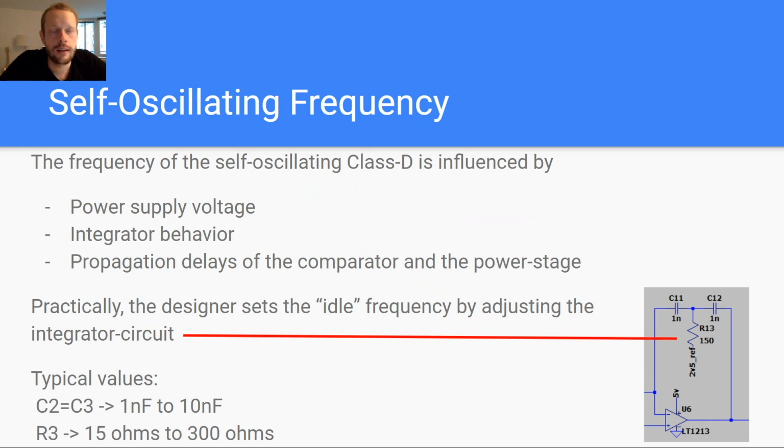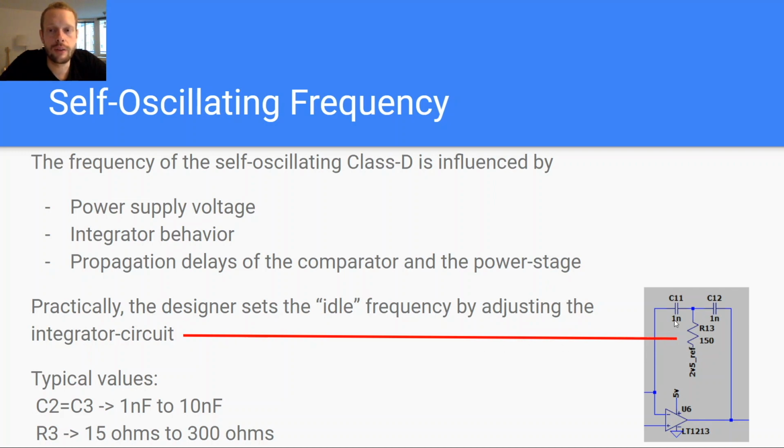Once again, how can you determine the frequency of the self-oscillating Class-D amplifier? Well, you cannot really determine a specific frequency, because the frequency mainly depends on the power supply voltage, on the regulation behavior of our integrator, and also on the propagation delays of the comparator and the power stage. But practically, you can adjust what is called an idle frequency. This is typically done by adjusting the resistor value of the integrator stage.